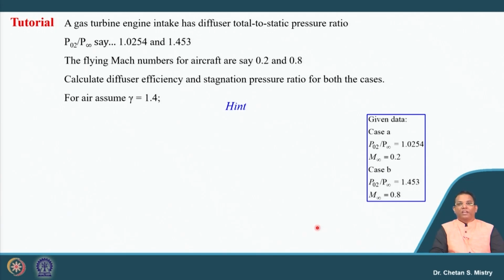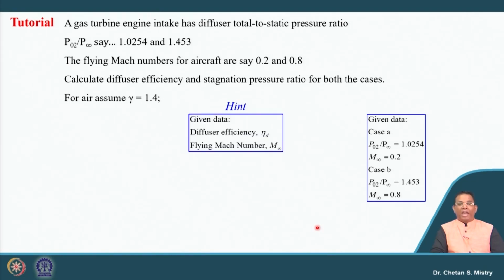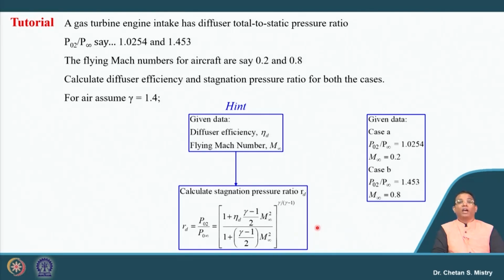Let us put a hint here, and I am sure with this you can solve this numerical. In the next lecture we will discuss how to solve it and do the calculation. We have the given data in terms of diffuser efficiency, and we are looking at our Mach number. In this case, we want to calculate the total pressure ratio. This total pressure ratio is a function of my diffuser efficiency and a function of my Mach number.